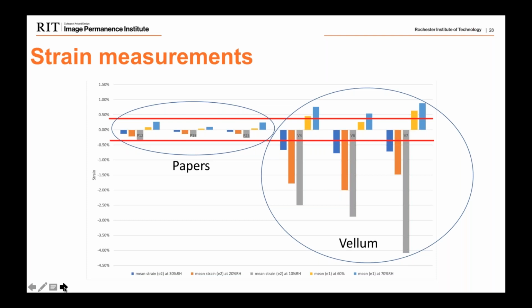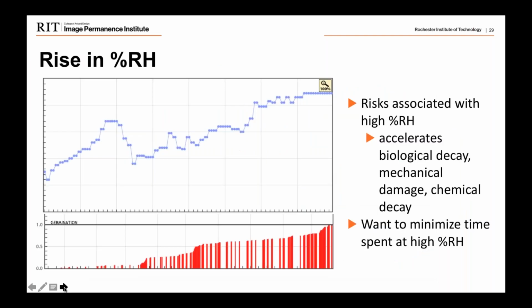All right, so let's apply that to some data analysis. When we see a rise in relative humidity, should we be concerned? And we often are, because we relate high relative humidity to accelerated biological decay, mechanical damage, and chemical decay, all three of the main categories. And the news is good and bad.